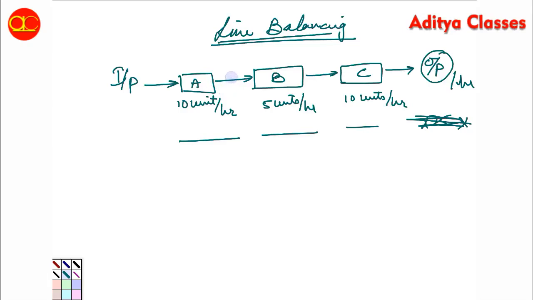So in an hour we get 10 units over here. Now B gets these 10 units as input, but it can transform only 5. So what will be the output of B? It will be 5. And now C can transform 10 units, but it is getting only an input of 5 units. So it will transform these 5 units into output. So do we see? My output would be 5 units per hour.